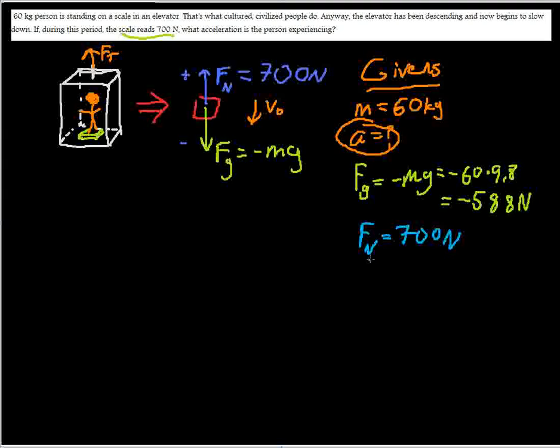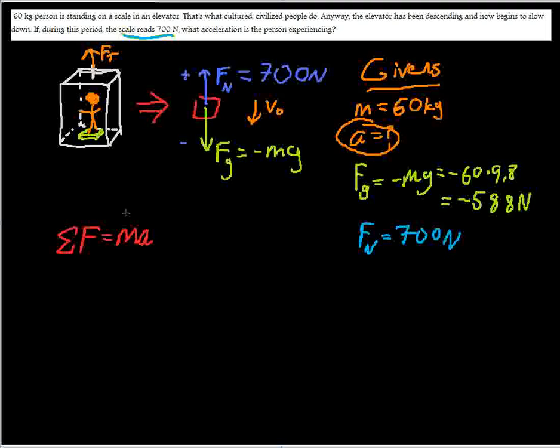So here we go. I have my normal force. How hard is the scale pushing up on the person, which is identical to how hard the person is pushing down on the scale. I have my force of gravity. I'm looking for the acceleration, and I have the mass. So all I need to do now is set up a sum of forces. So I go ahead, sum of forces equals m times a.